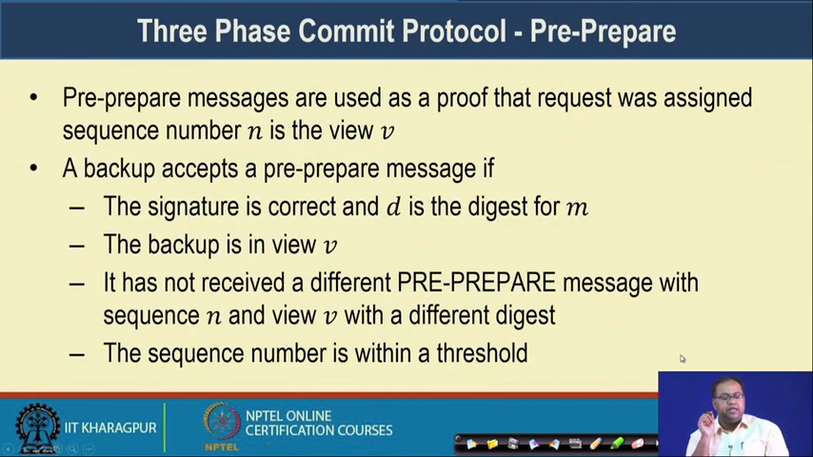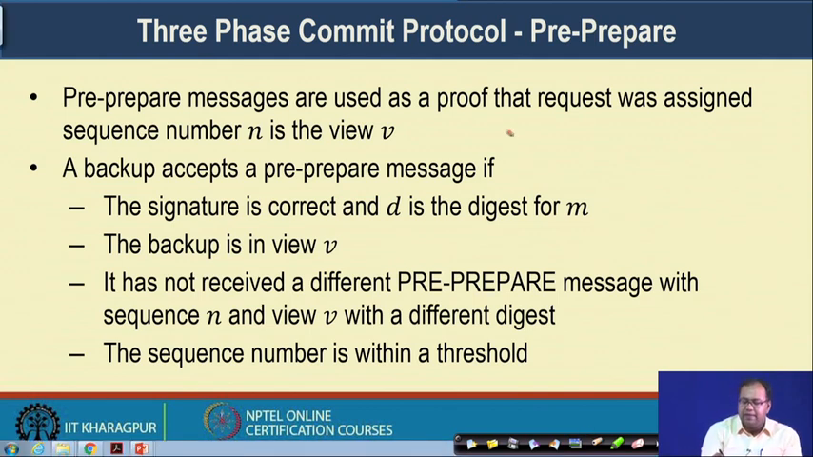Before going to the second phase of the 3-phase commit protocol, in the pre-prepare phase, these pre-prepare messages are used as a proof that the request was assigned a sequence number n in the view V. So, the message is in the current view and it has been assigned a unique sequence number.